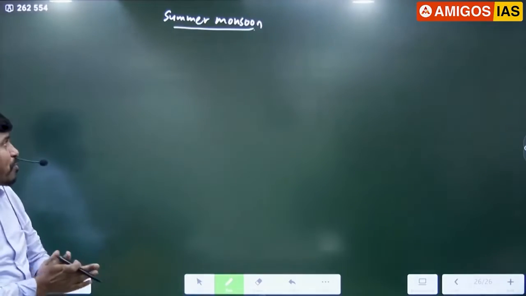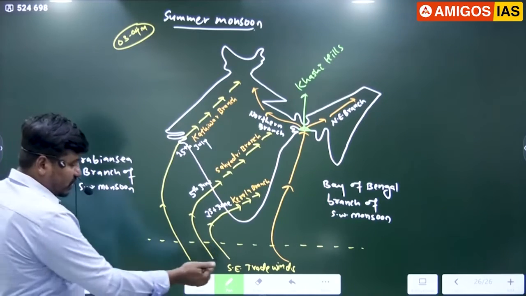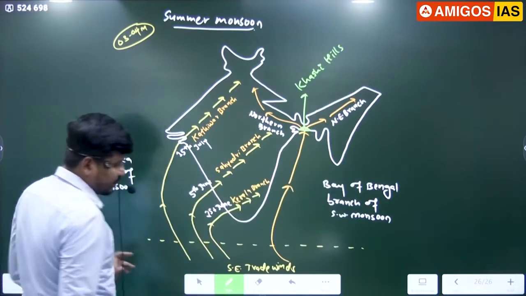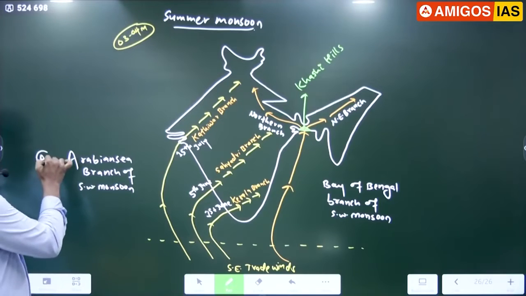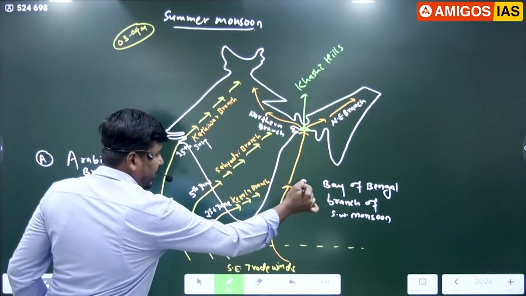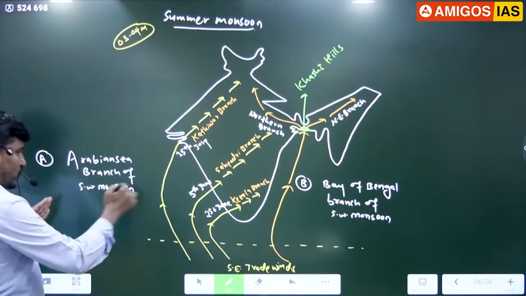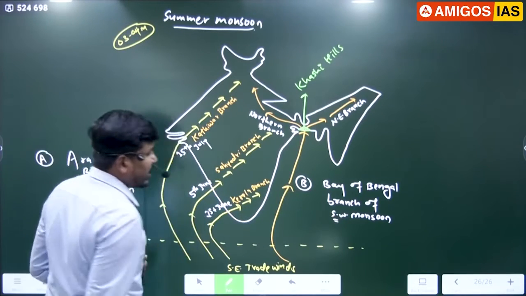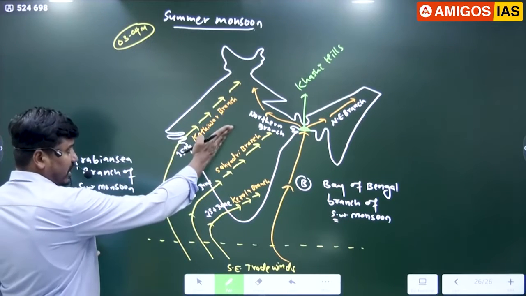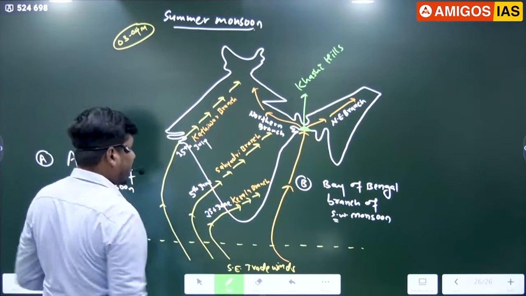Summer monsoon. Okay, listen. The southeast trade winds enter India through two major branches: one is the Arabian Sea branch and the other is the Bay of Bengal branch. This is also the southwest monsoon. It is one branch of the southwest monsoon, and the second branch of the southwest monsoon. So one branch enters through the Arabian Sea, and another branch enters through the Bay of Bengal.